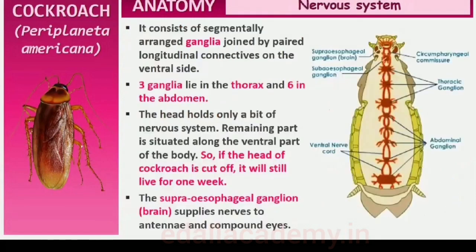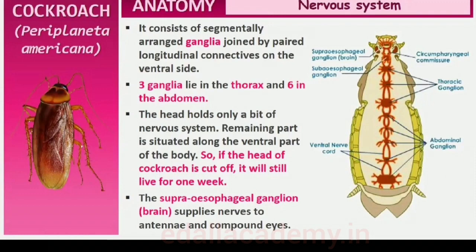The nervous system of cockroach consists of a series of fused, segmentally arranged ganglia joined by paired longitudinal connectives on the ventral side. 3 ganglia lie in the thorax, and 6 in the abdomen. The nervous system of cockroach is spread throughout the body. The head holds a bit of the nervous system while the rest is situated along the ventral, belly side, part of its body. So, now you understand that if the head of a cockroach is cut off, it will still live for as long as 1 week.